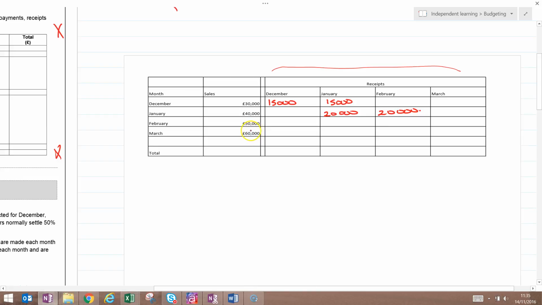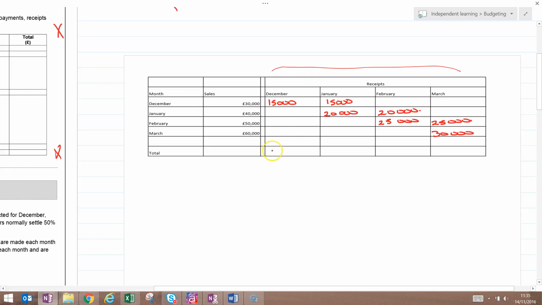Do the same with February sales, £50,000, so 25,000 coming in February and 25,000 coming in March. Then finally our March sales of £60,000, half of that, so 30,000 will come in March, the other 30,000 in April. Now we don't need to worry about that because we're only looking at the cash budget up till March. So now total it up.